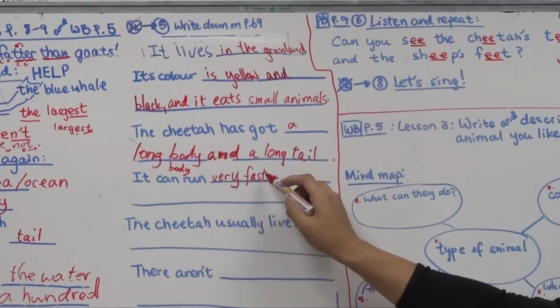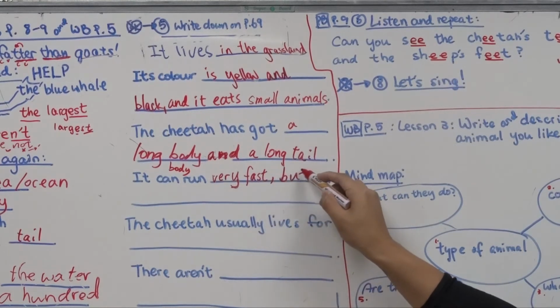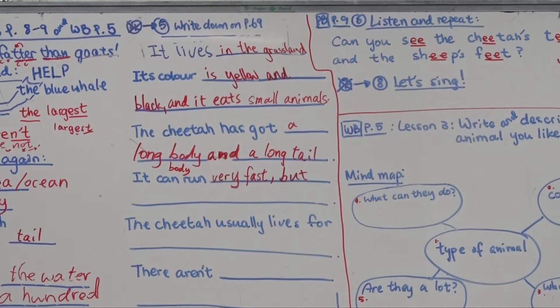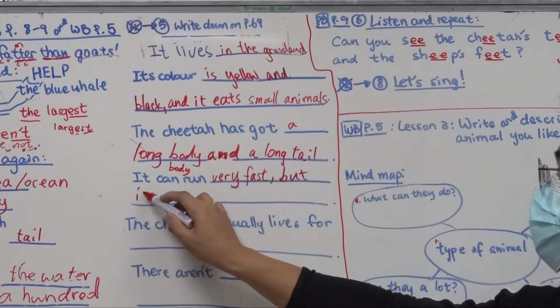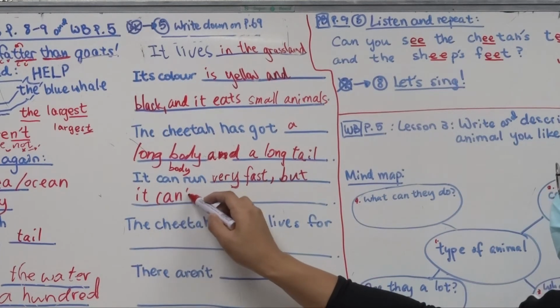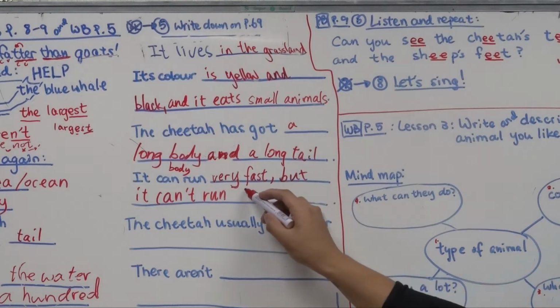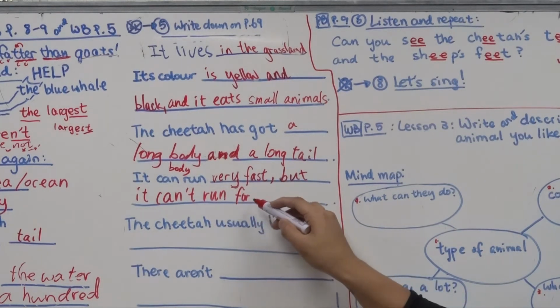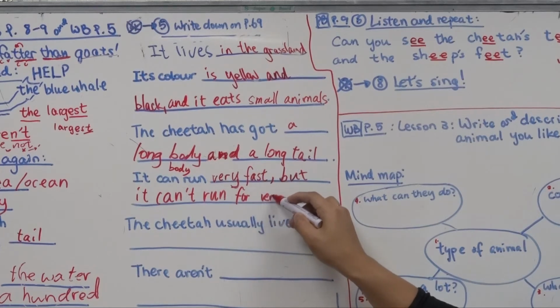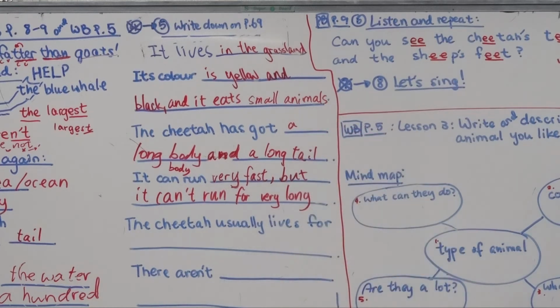And a long tail, okay? Can run very fast, comma, but what can't it do? But it can't what? It can run very fast, but it can't, right? Cannot run for very long, right? A long time. Can run very fast, but not very long time, okay? But can't run for very long, okay? Quickly, Crystal, long body and a long tail. Alright, so for everyone at home, it can run very fast, but it cannot run for very long, okay?